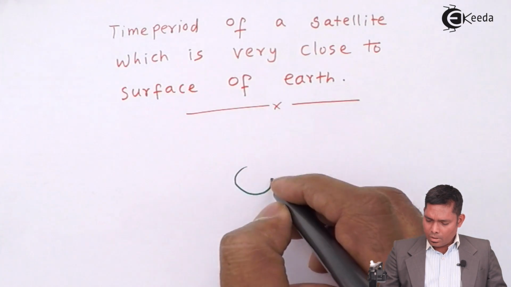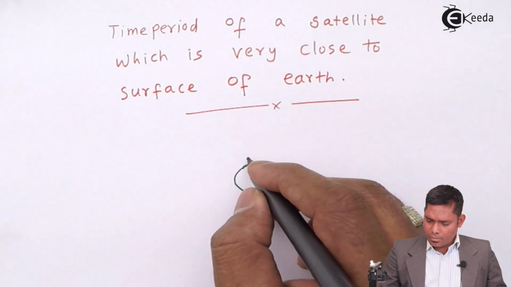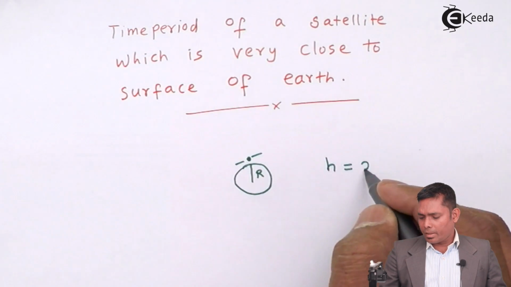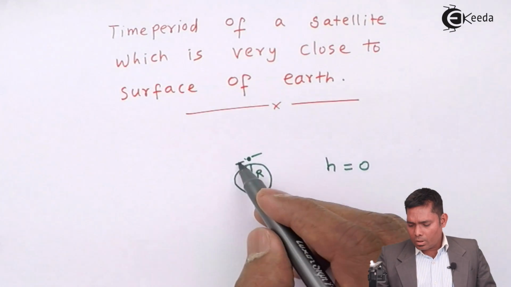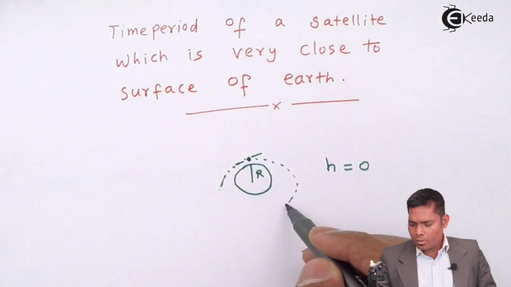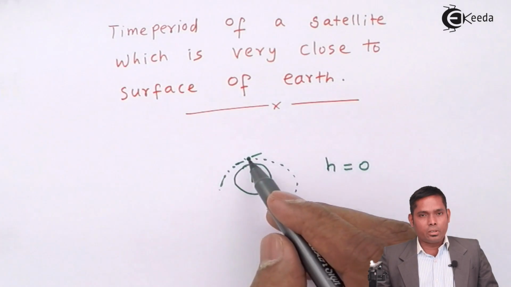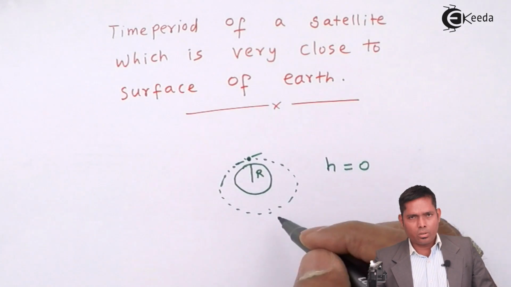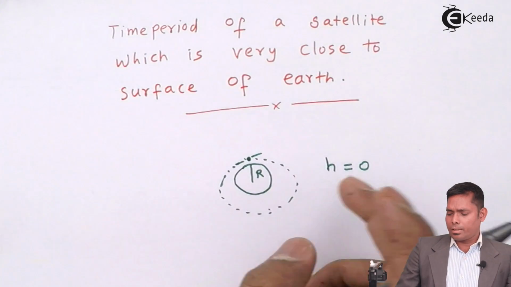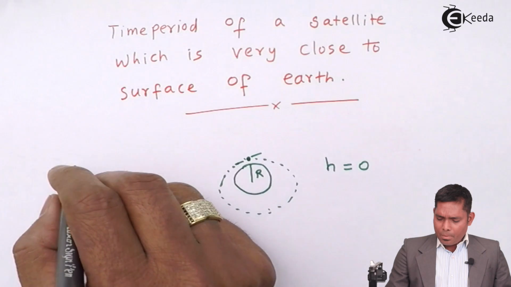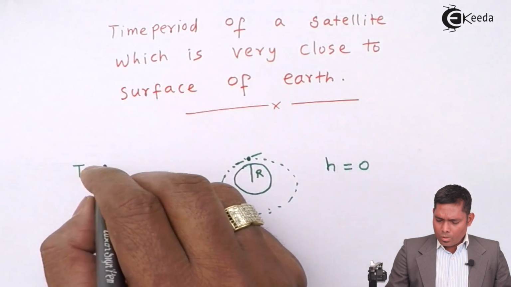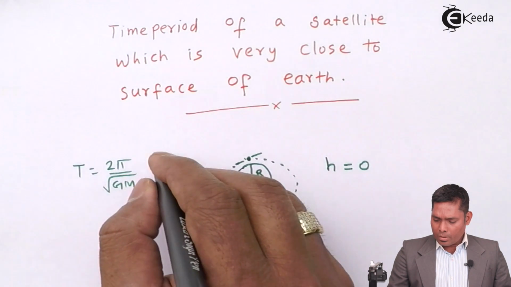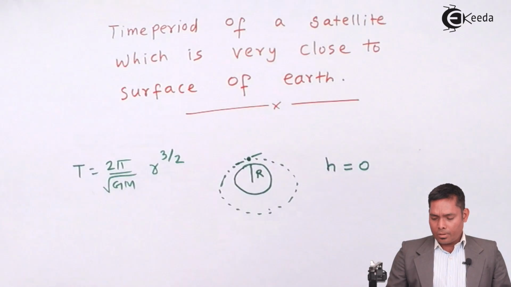Suppose that this is the Earth, its radius is R, and the satellite is very close, so that closeness makes h value 0. In that situation we have to find the time period of this satellite, how much time it will take to complete the rotation, to move once around that planet. The time period expression was 2 pi divided by root of GM, R to the power 3 by 2, was the relation.